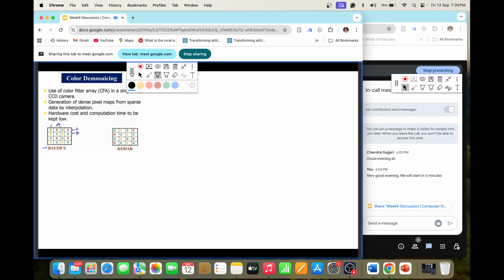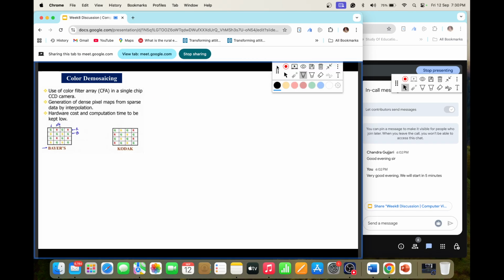Then we have this last topic called color demosaicing. Okay, color demosaicing. Use of color filter array. So we have this CFA, color filter array, that will come again and again. So remember this term CFA, or the color filter array, in a single chip CCD camera. So generation of dense pixel map from sparse data by interpolation, hardware cost and computation time to be kept low.